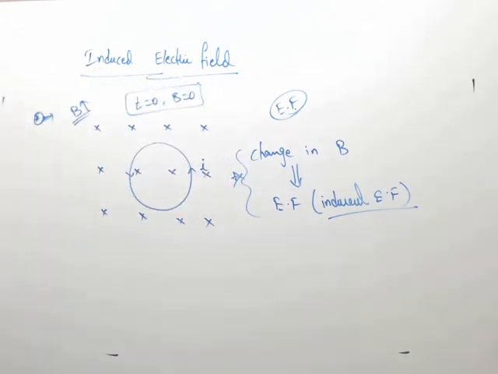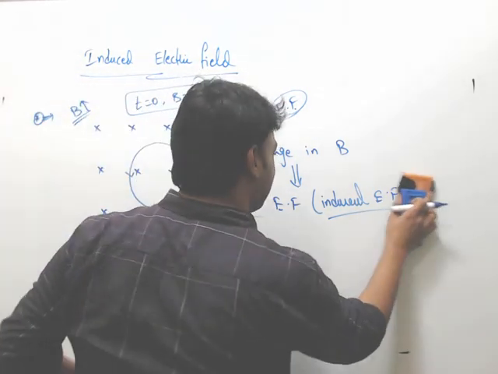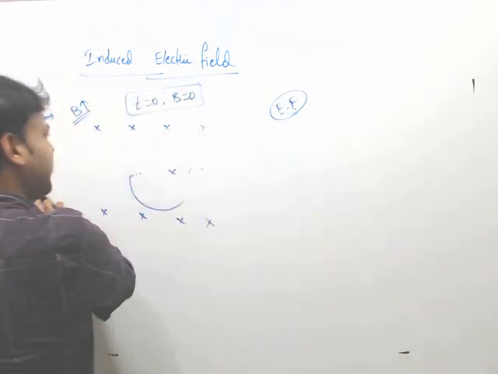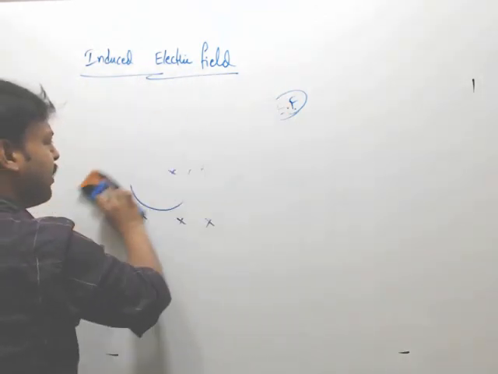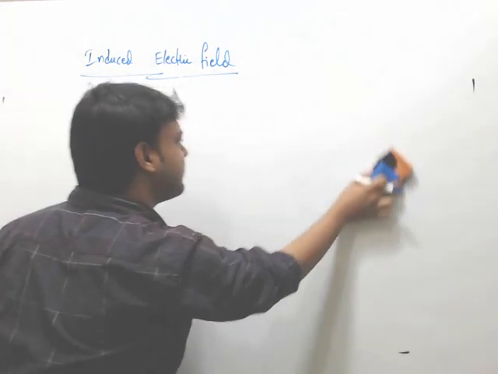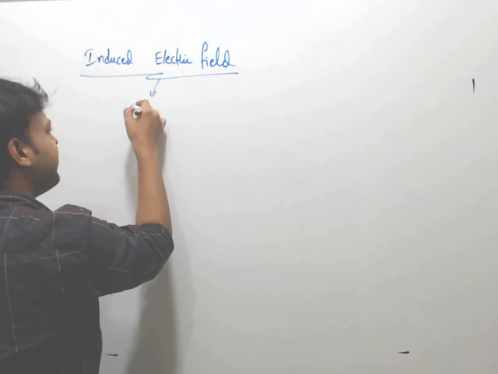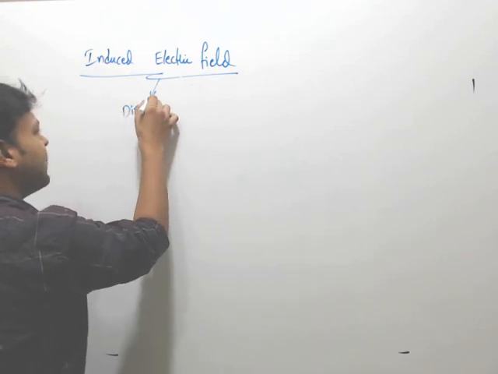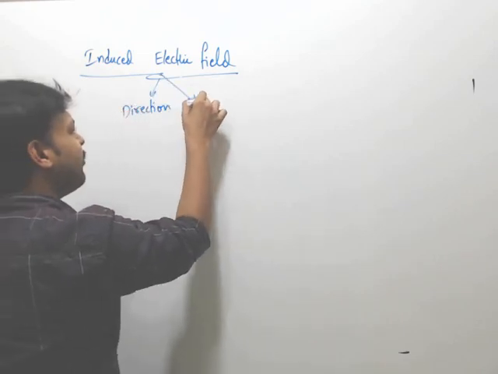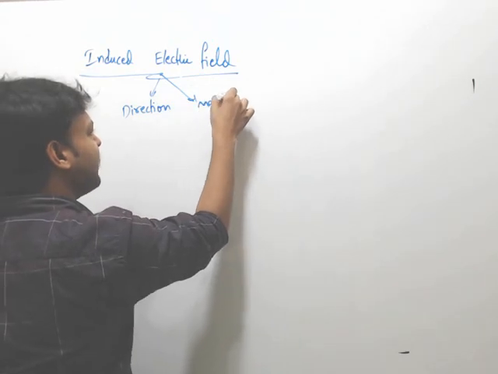Next point. Okay, sir, you said induced electric field will be there. Now, what is the direction of that induced electric field and what is the magnitude of the induced electric field? Again, two points. What are the two doubts that arose? The direction of the induced electric field and the magnitude of it.